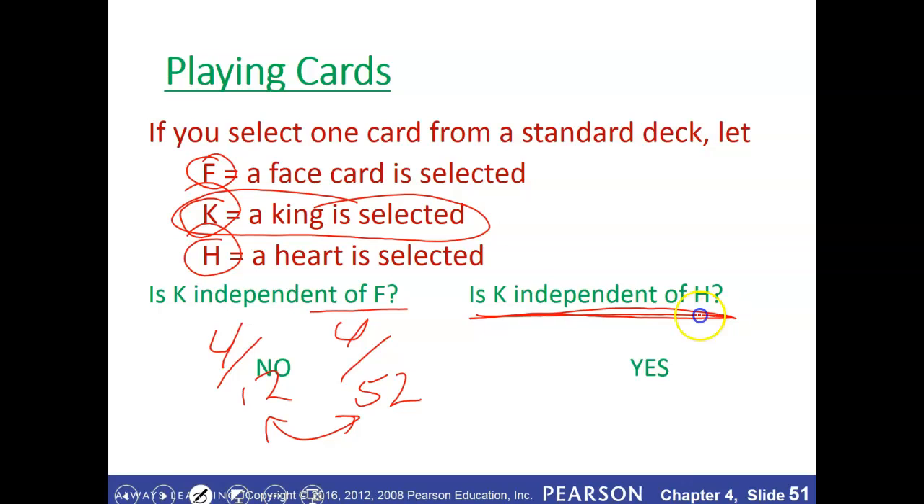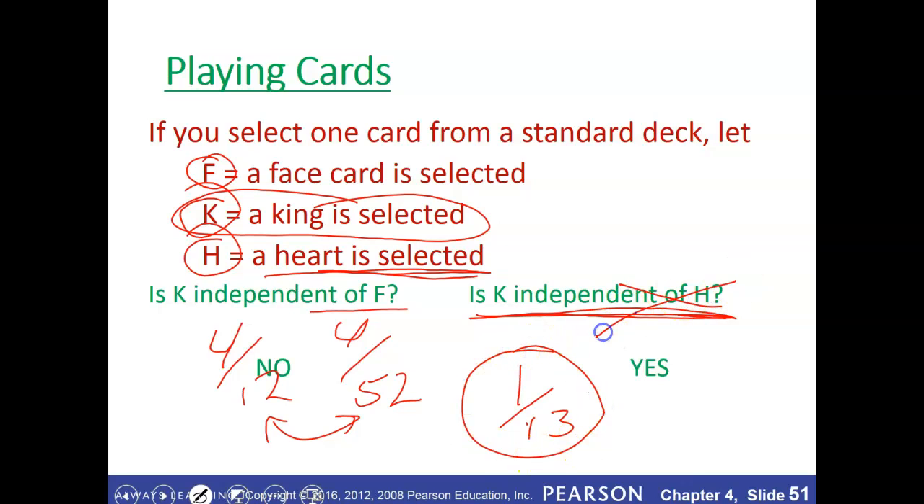If I do H first, the probability that a heart is selected, okay, so I know I have a heart. So if I have a heart in my hand, what's the probability that it's a king? Well, there's one king out of 13 hearts. So the probability is 1 out of 13.